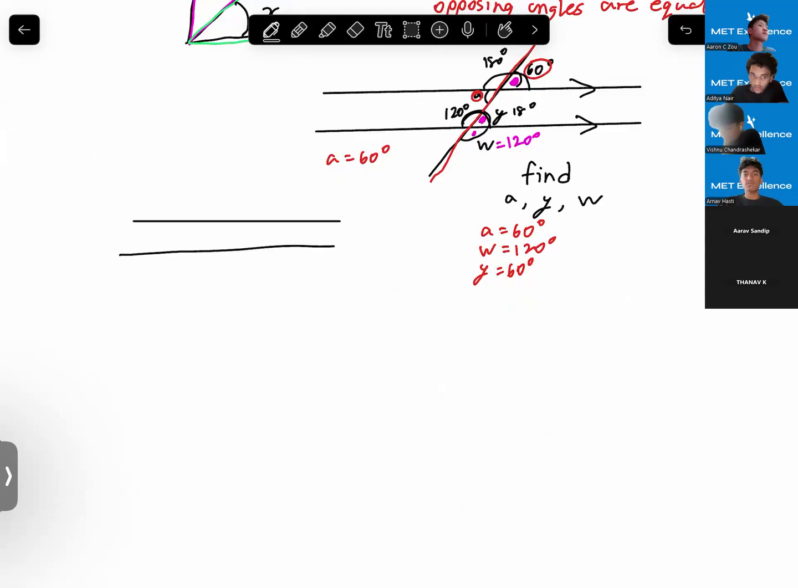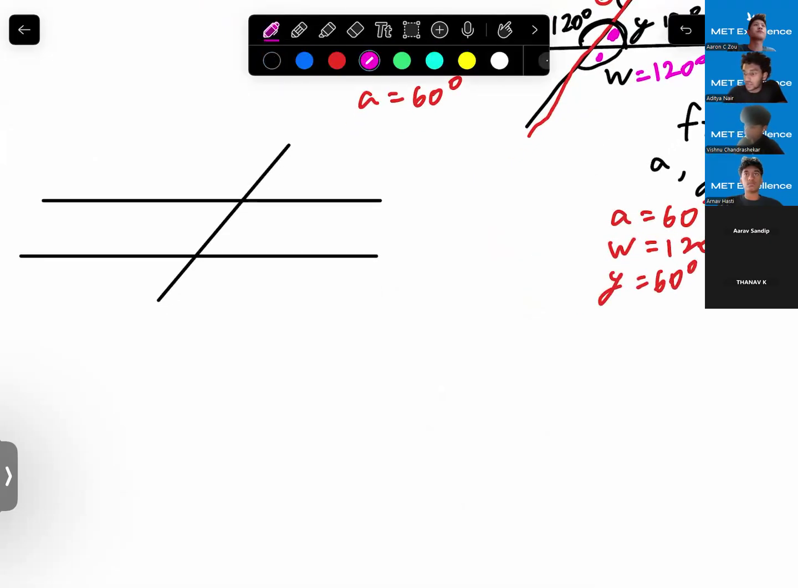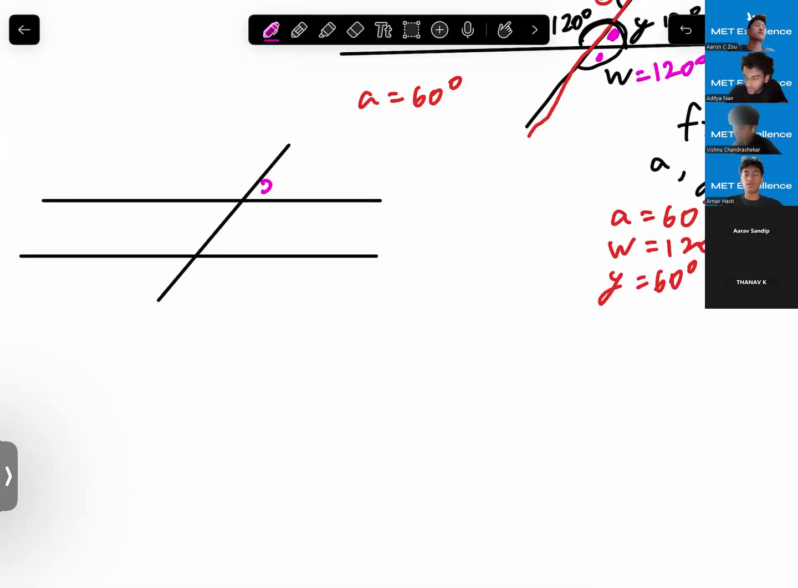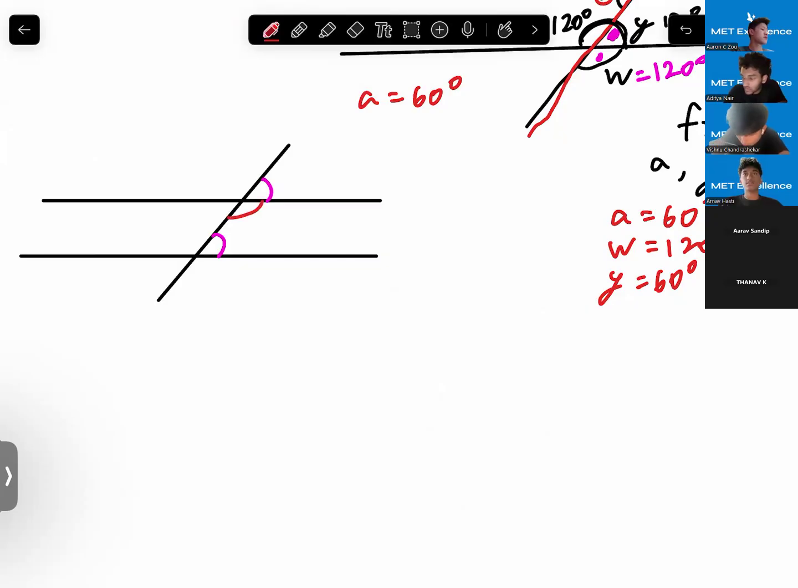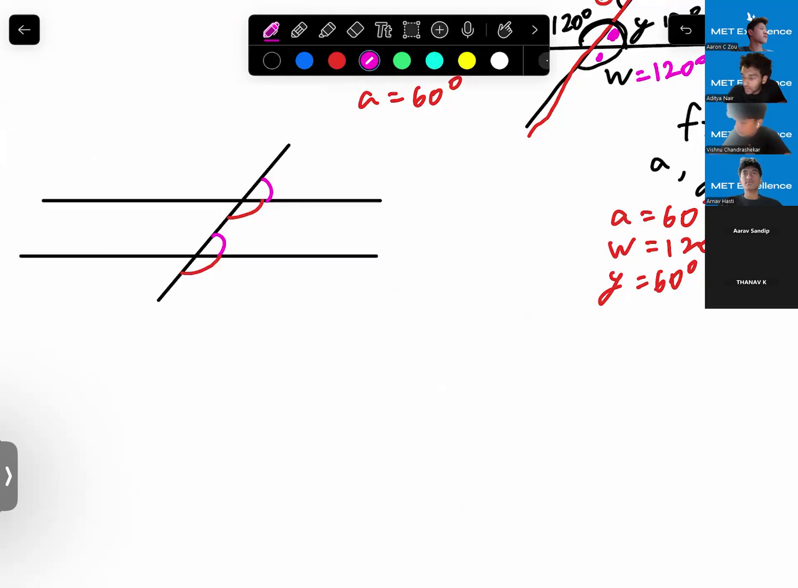Just a quick recap of that. I'll put the ones that equal each other in the same color. We know that this one right here and this one right here are equal. And this one right here and this one right here are equal. And this one's equal to that, and like that.